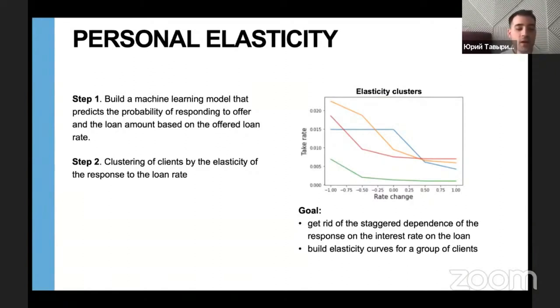It should be noted that in this way, we only determine the elasticity for each client. For each client, we compare the dependencies on the rate changes. The profit function has nothing to do with this cluster and remains different for each client. Now we can move to the optimization itself.